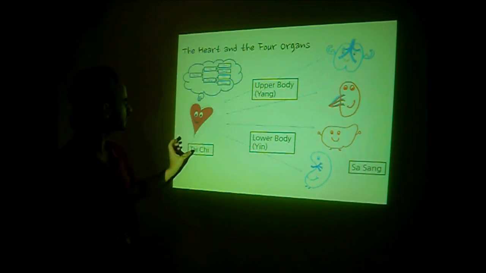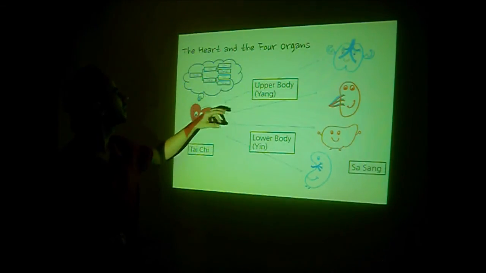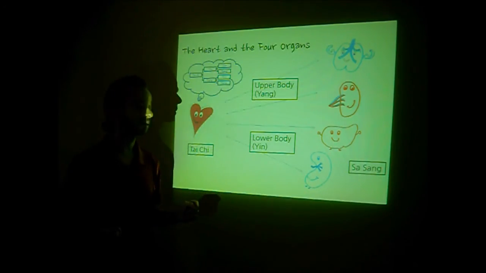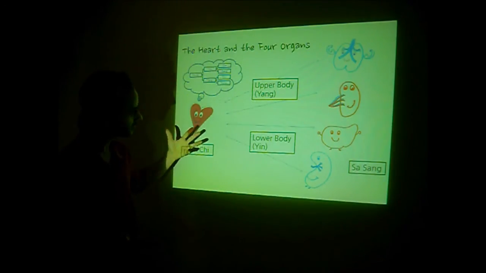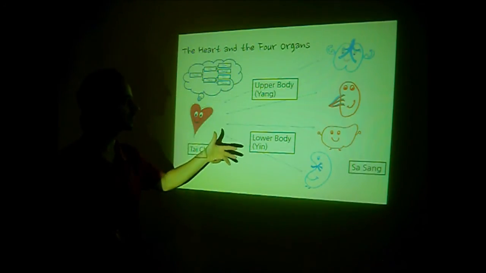Within the human body, the Tai Chi turns into Yin and Yang, Yin Yang, Yin Yang, Yang. The Tai Chi inside the human body is what E.J. Ma, the founder of Sasang Medicine, equates with the heart. And the heart breaks up into 4 major energies: upper body energies and lower body energies.